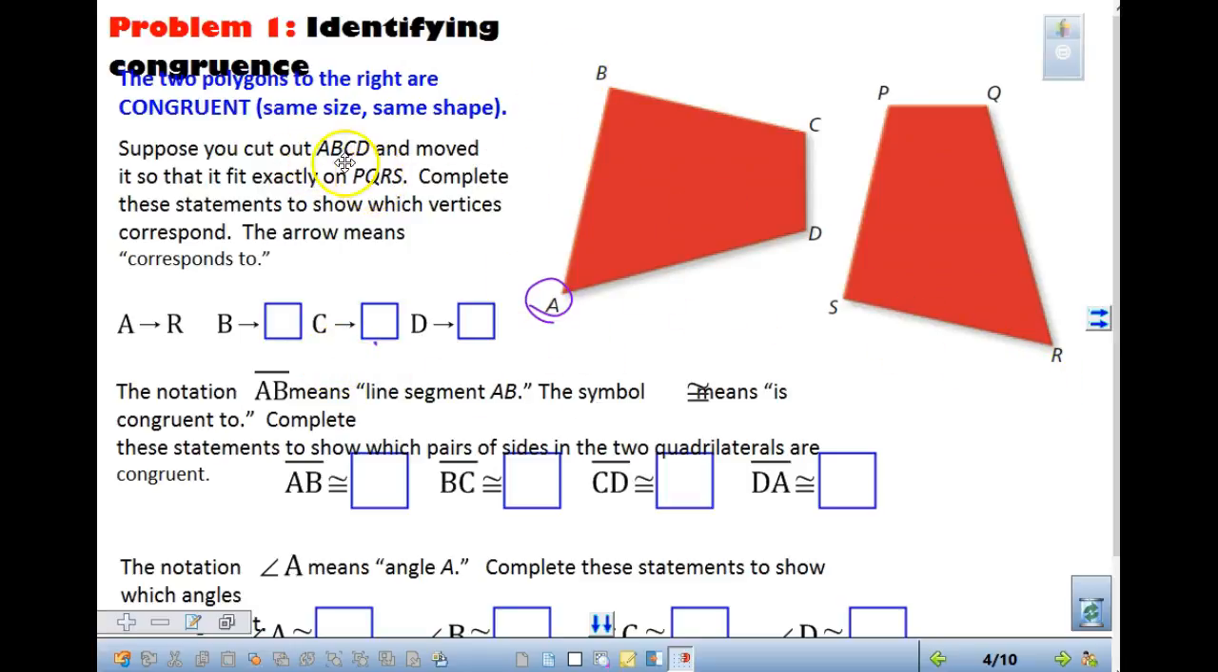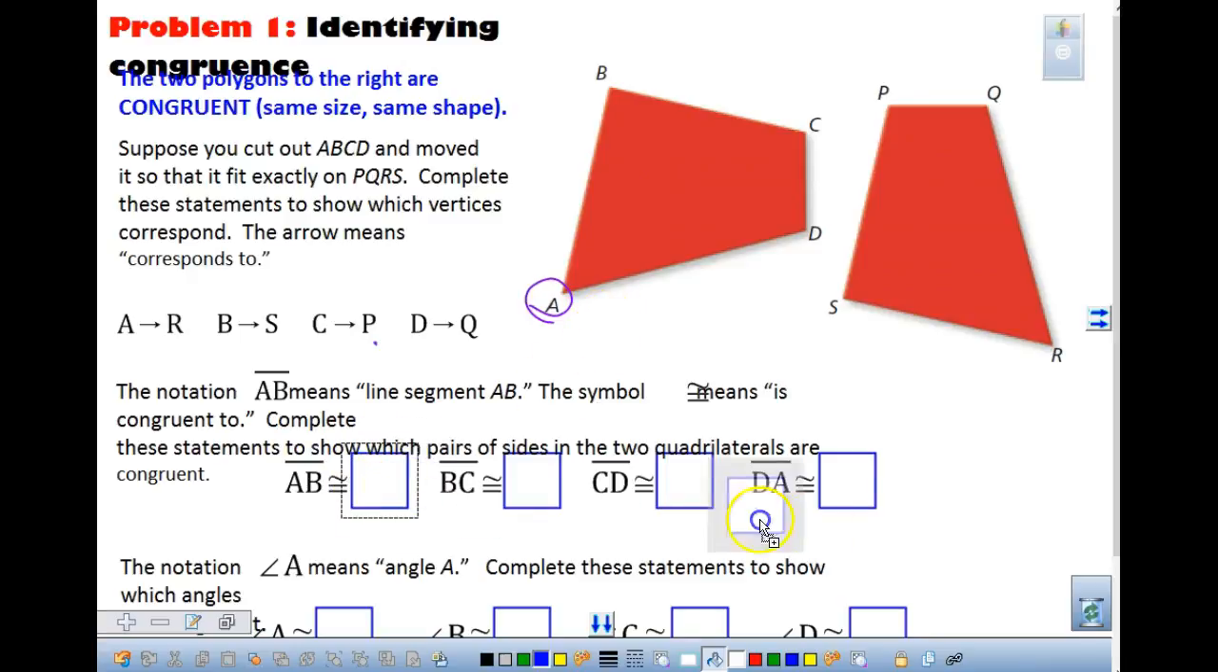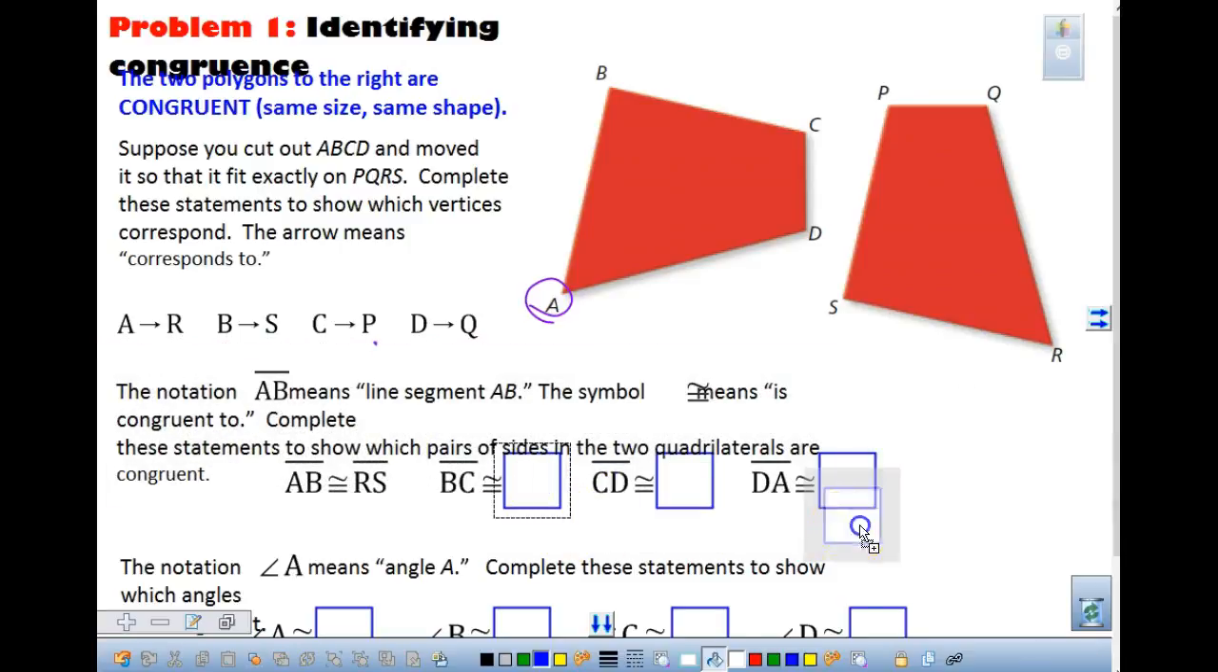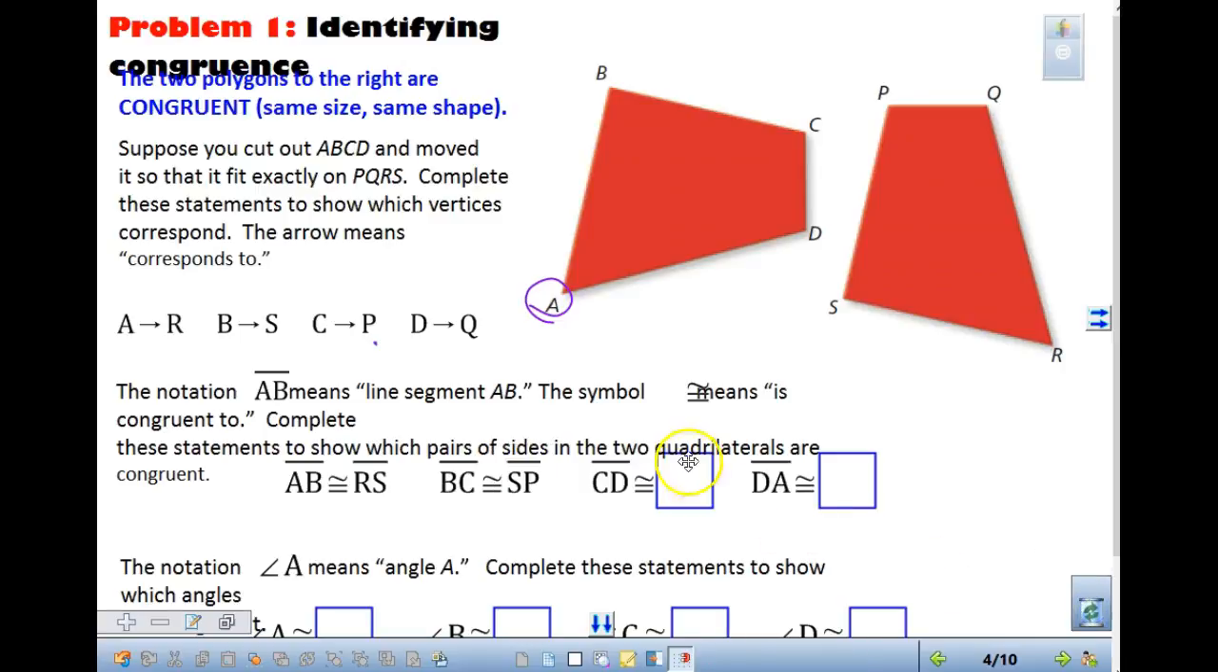What you can really do, which is kind of nice as you're looking at this, is just go around that picture. So B is to S. So C has to be in the same spot as P, and D is in the same spot as Q. Okay? Now, the next part down is simply writing the segments that correspond. So, A to B, we want to keep it in the same order. AB should be segment RS. B to C should be the same as S to P. CD.